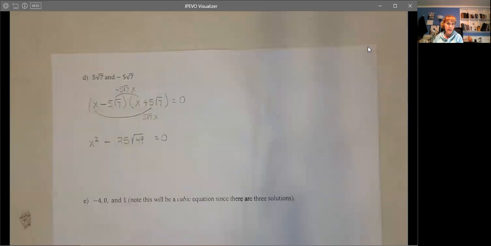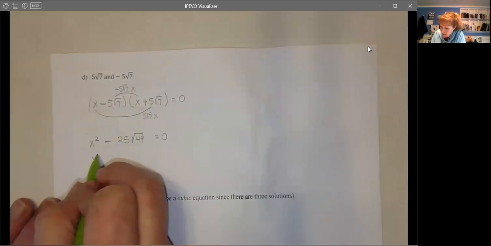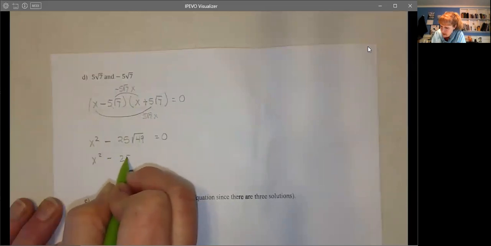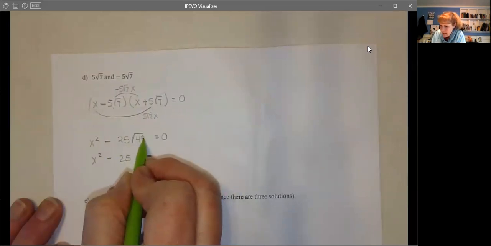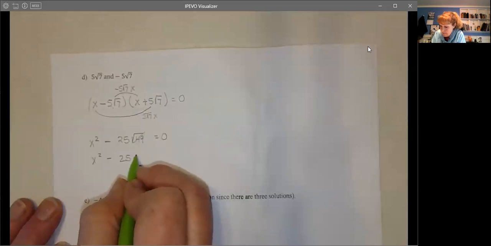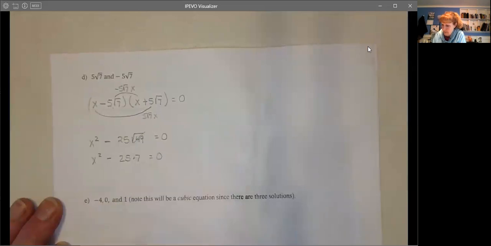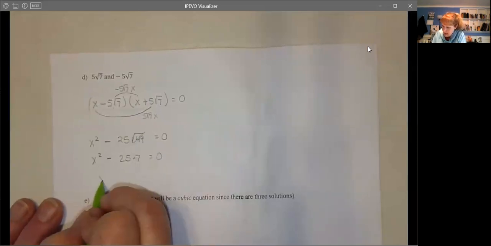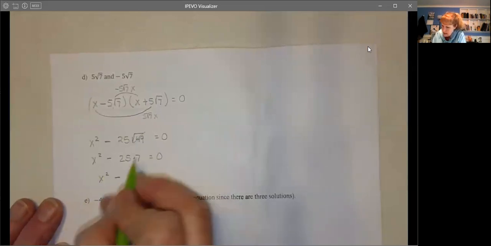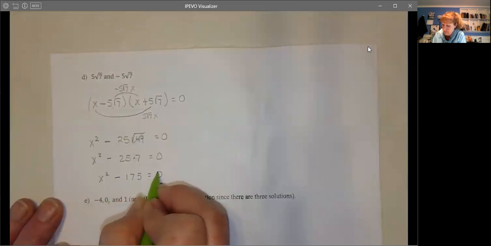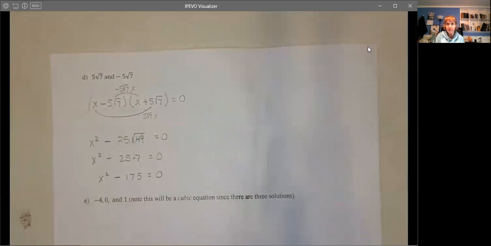Okay. Now let's simplify that last term. X squared minus 25, the square root of 49 is 7. And whatever comes out, you multiply by what's in front. Okay, so x squared minus, that should be 175. Okay, alrighty. So you come up with x squared minus 175.